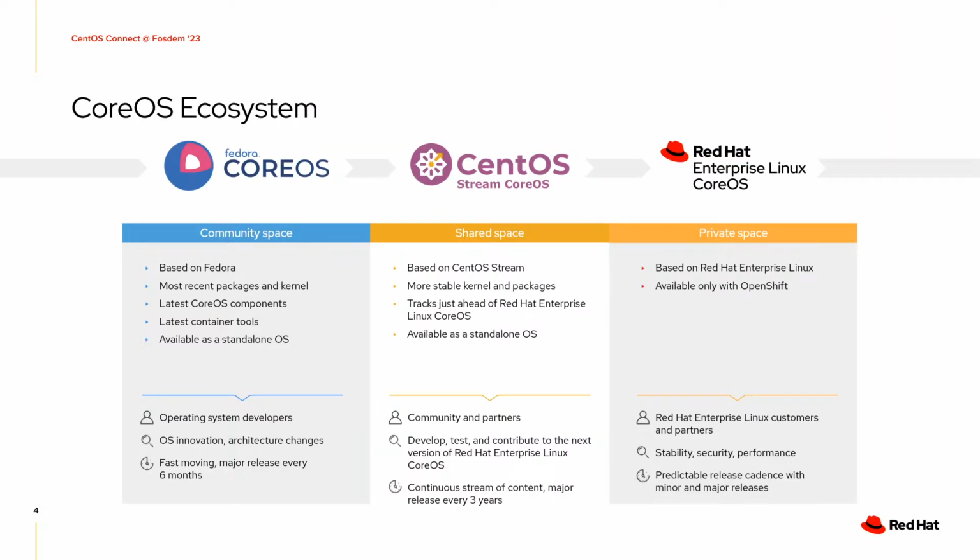So let's have a look at the CoreOS ecosystem. We've had Fedora CoreOS for a while now, and it's been the base for our first OKD stream, OKD on FCOS, for a while as well. And now we have put CentOS Stream CoreOS in the middle as a midstream distribution, just ahead of RHEL CoreOS. While RHEL CoreOS is only available together with OpenShift, the Red Hat product, both FCOS and SCOS are also available as standalone operating systems.